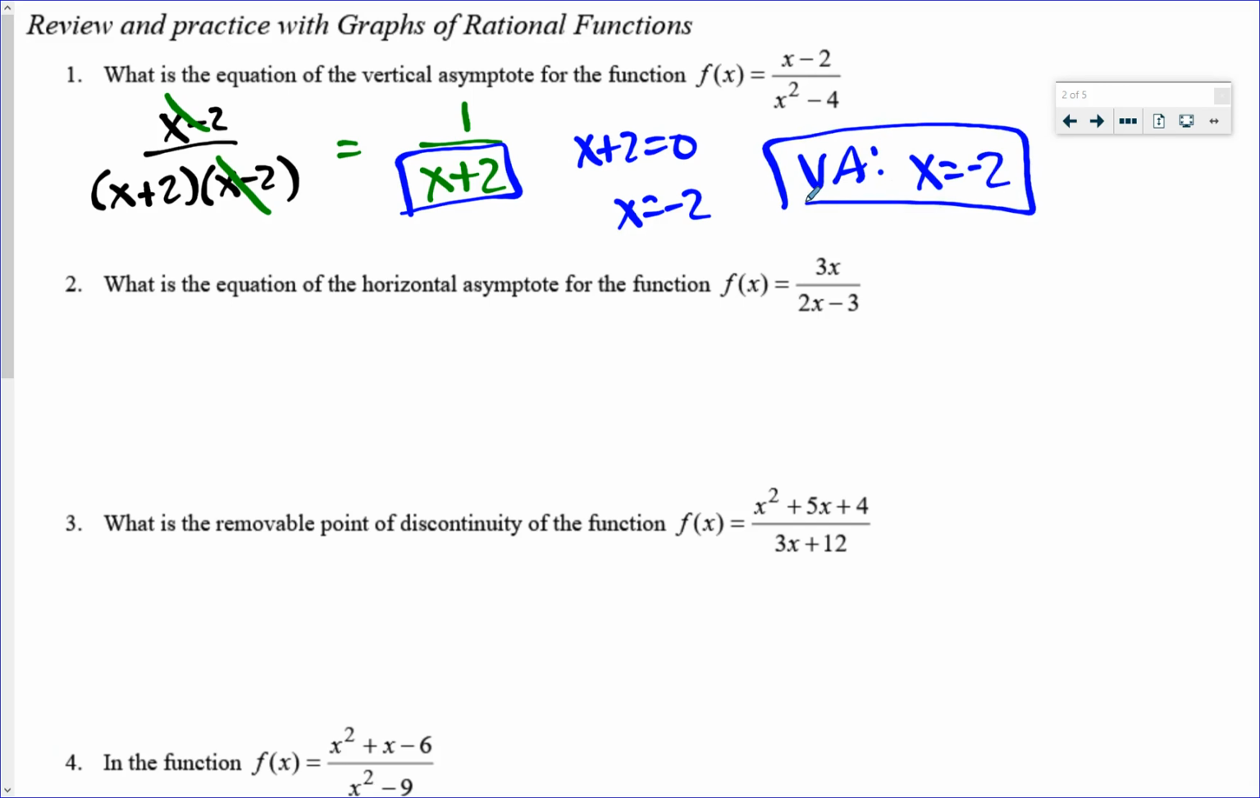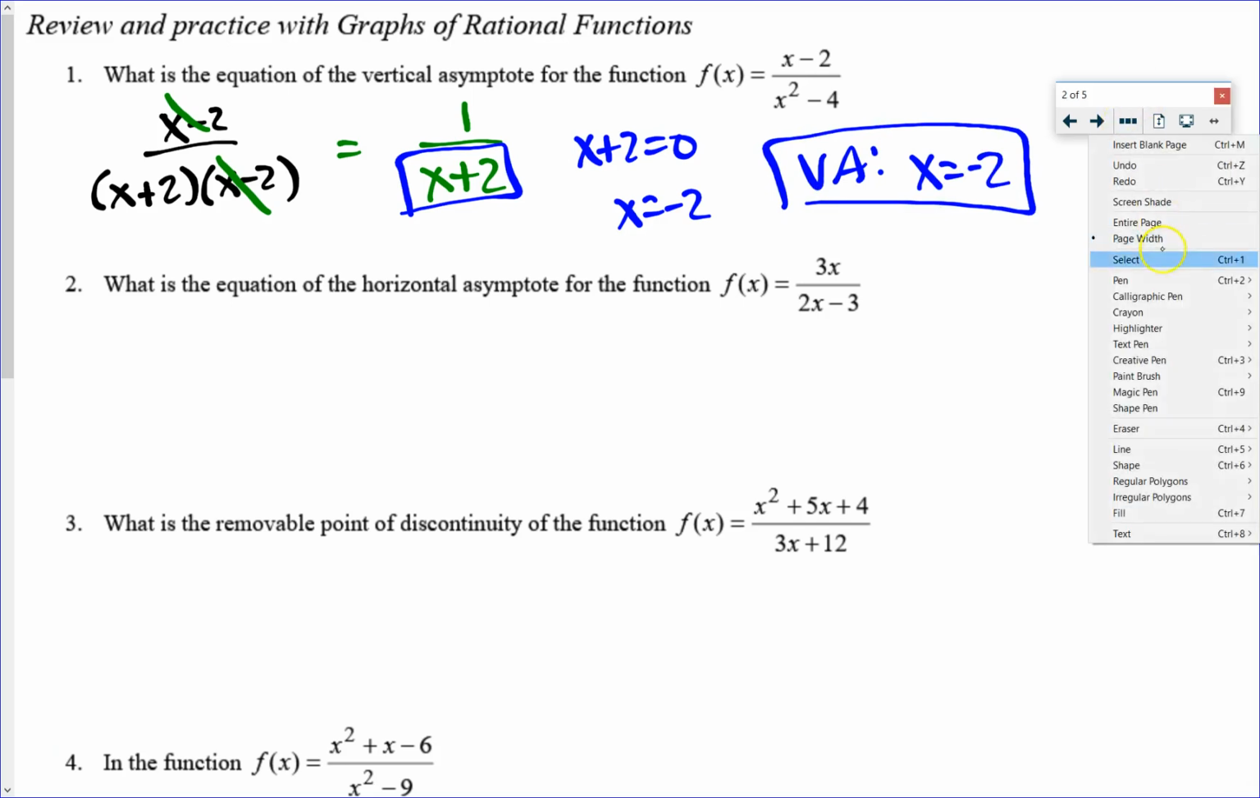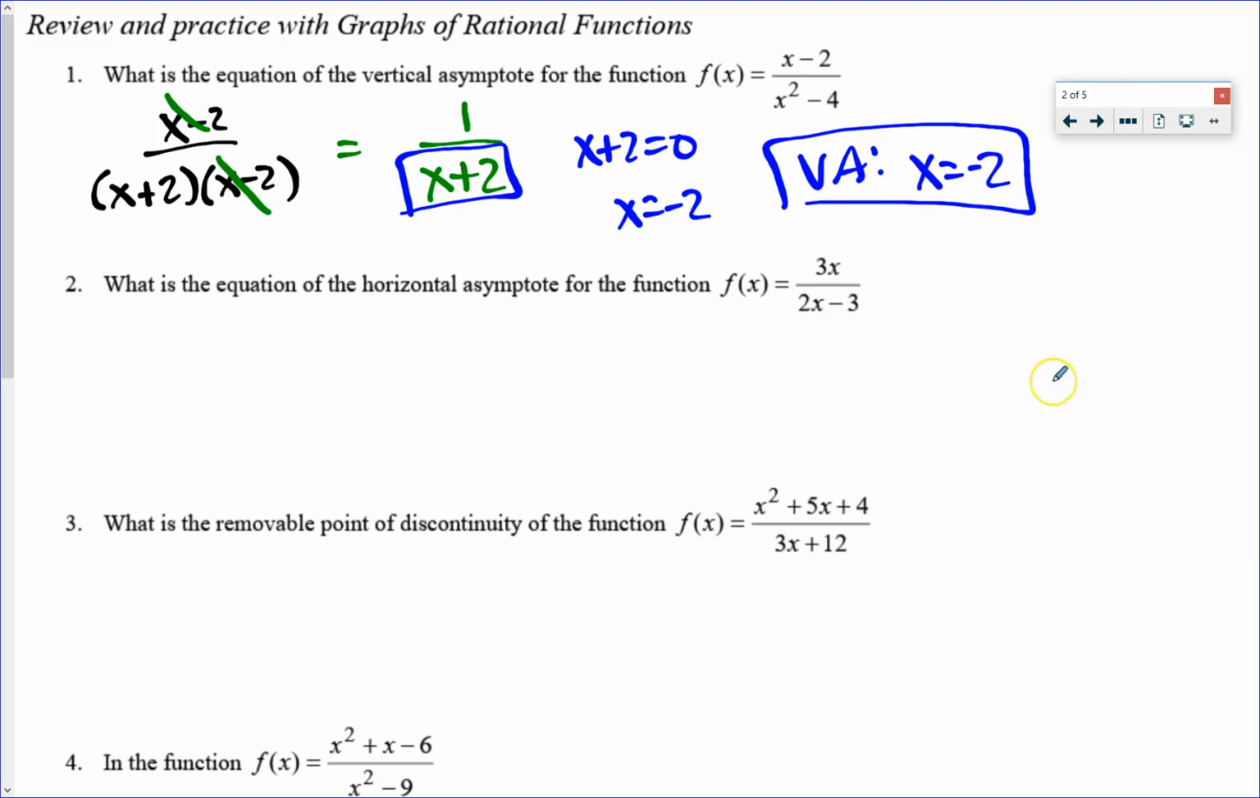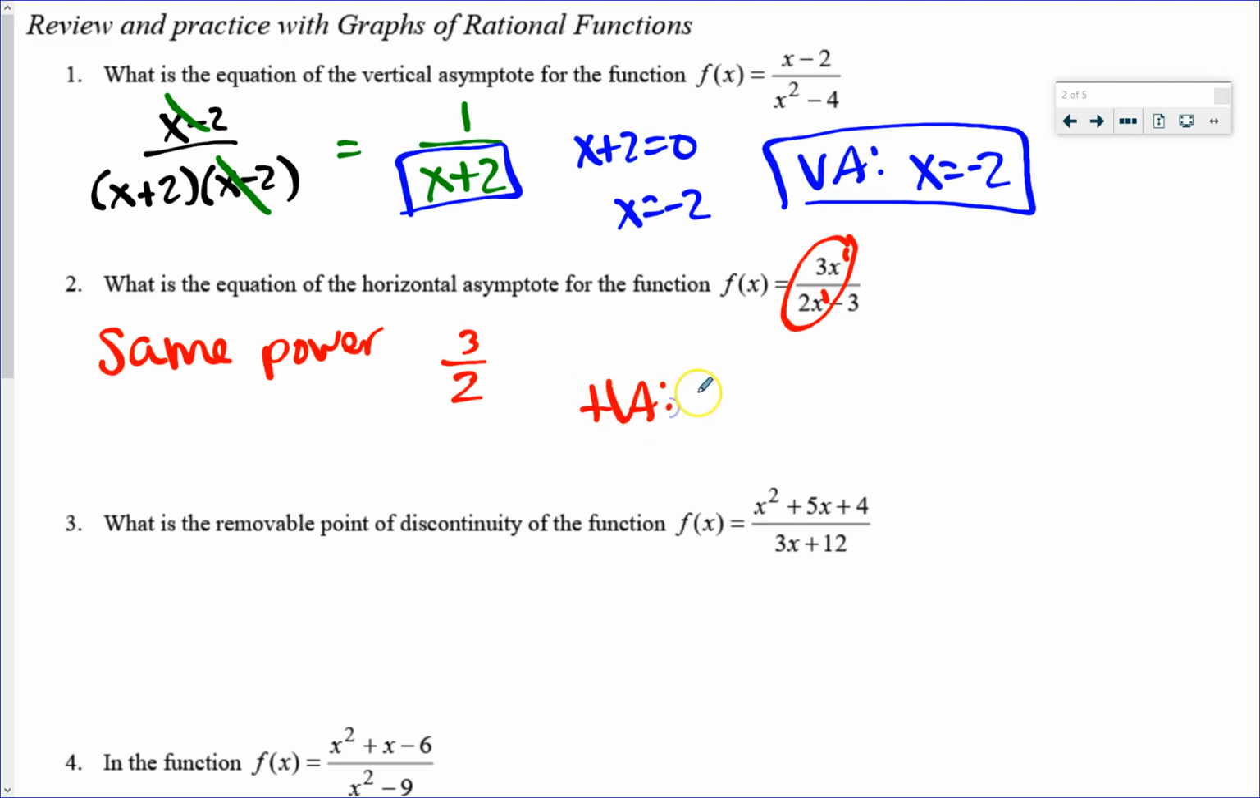Next one is asking me for a horizontal asymptote, okay? Well, with that one, we're looking at where the highest power is. And in this one, I noticed that they have the same power. Our numerator has a power of 1, so does my denominator. So what do we do? We divide the leading coefficients out of each. So we're going to do 3 over 2, which stays 3 over 2. So our horizontal asymptote is going to be y is equal to 3 over 2.